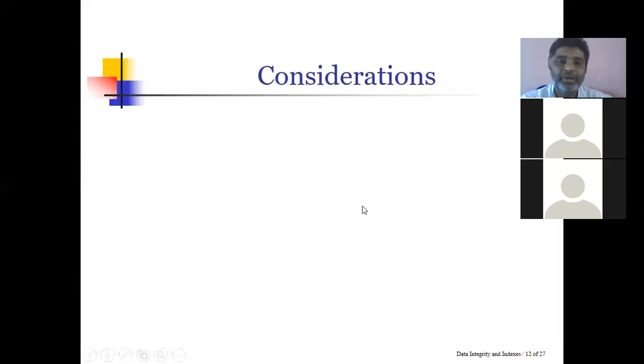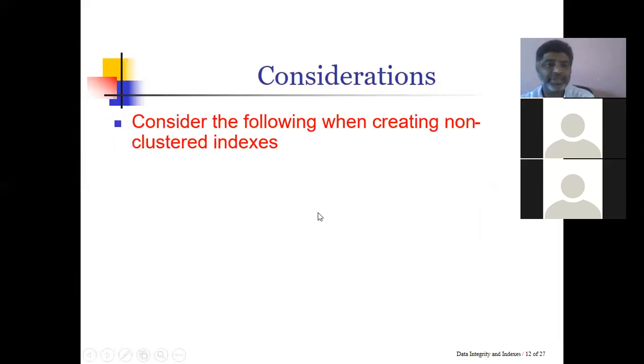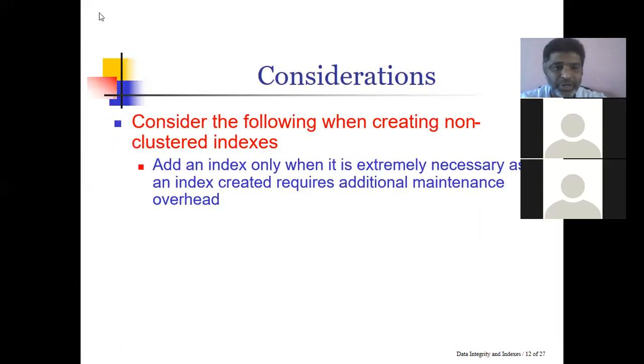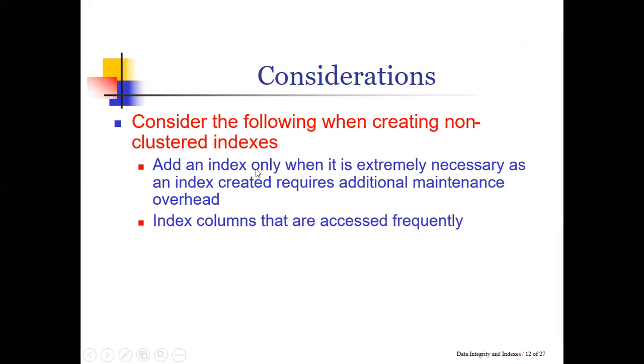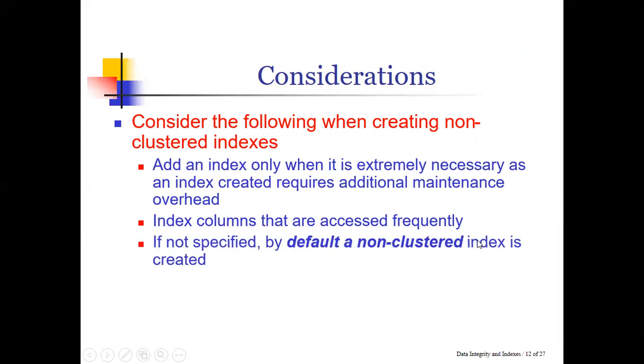Okay. I think that is the consideration when using non-clustered: add an index only when it is extremely necessary. As you said, it is going to cause a lot of performance glitches. Index creation requires additional maintenance overhead, that is the RAM and all this. Index columns that are accessed very frequently, that means give the index only on those columns that are used in searches very frequently.